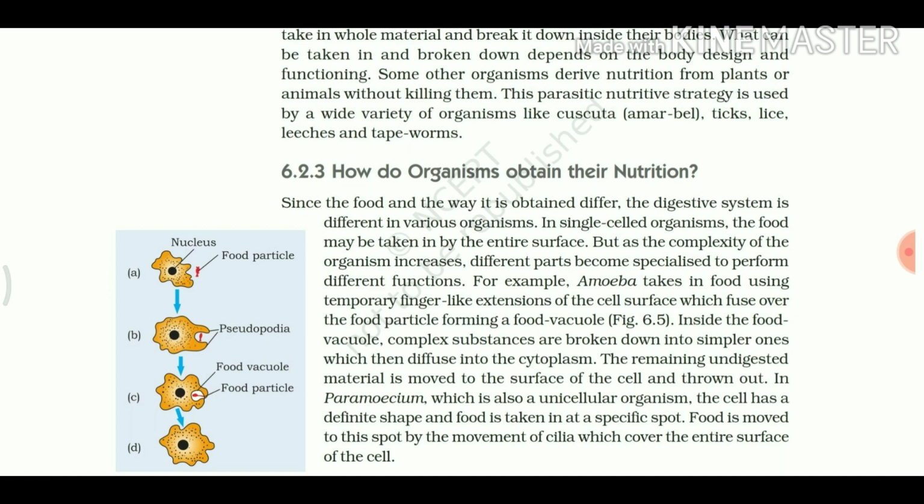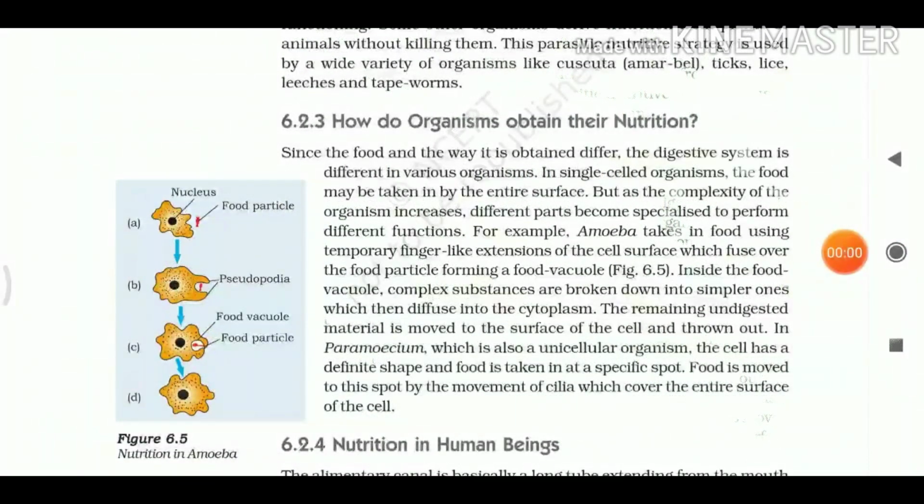So first, guys, you have to know that there are 5 steps in any nutrition process. First is ingestion, second is digestion, third is absorption, fourth is assimilation. So the first step is ingestion. What does the term ingestion mean? Ingestion means the taking up of food particles. We take food through the mouth, so this step is ingestion.